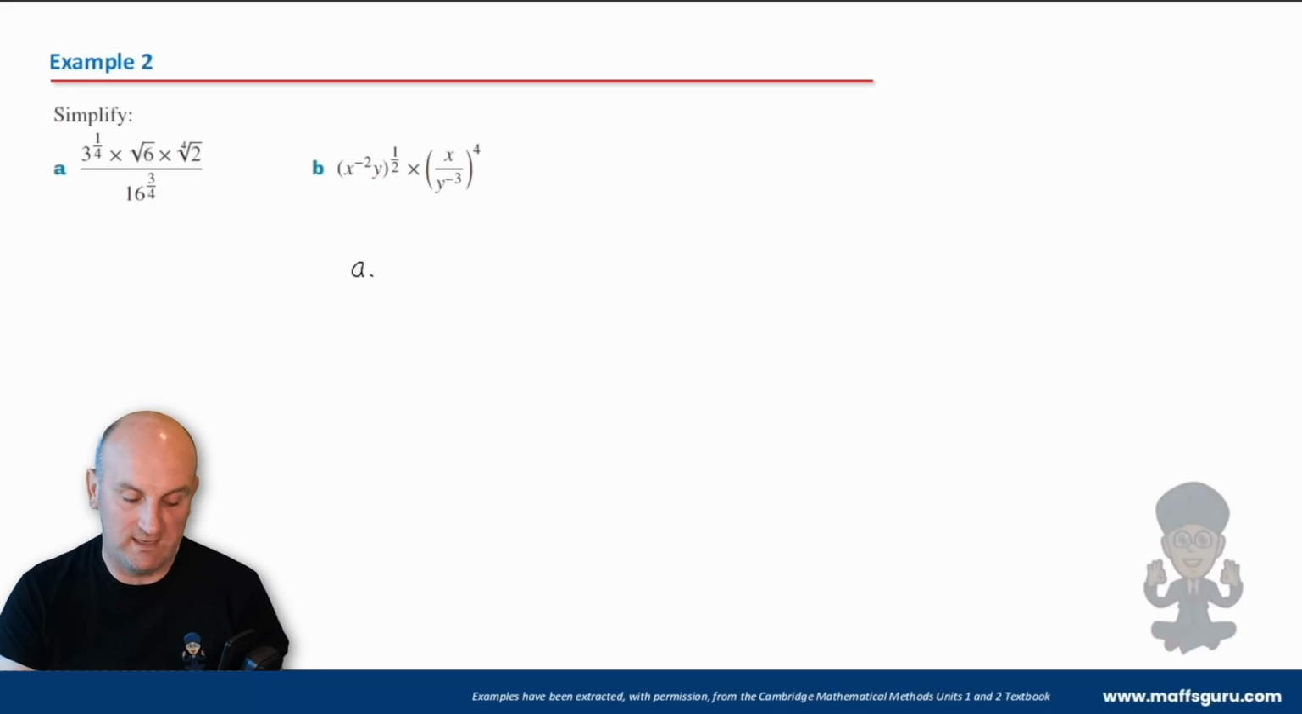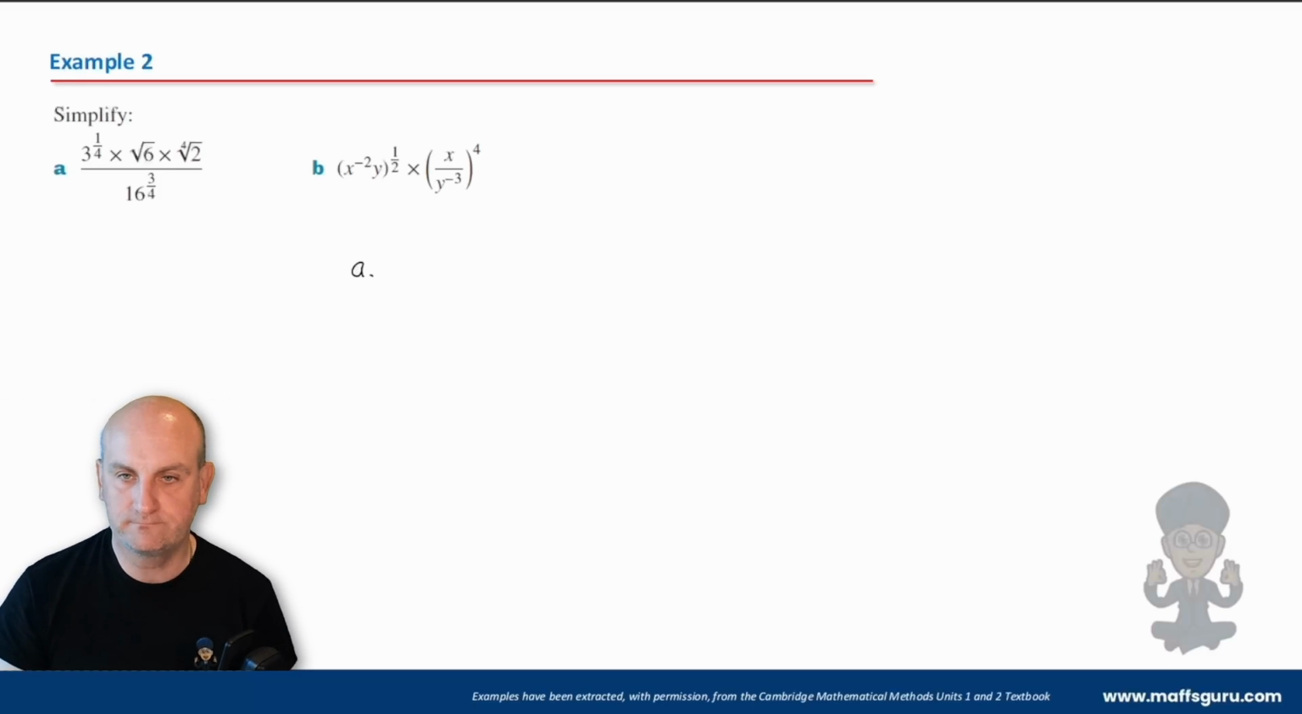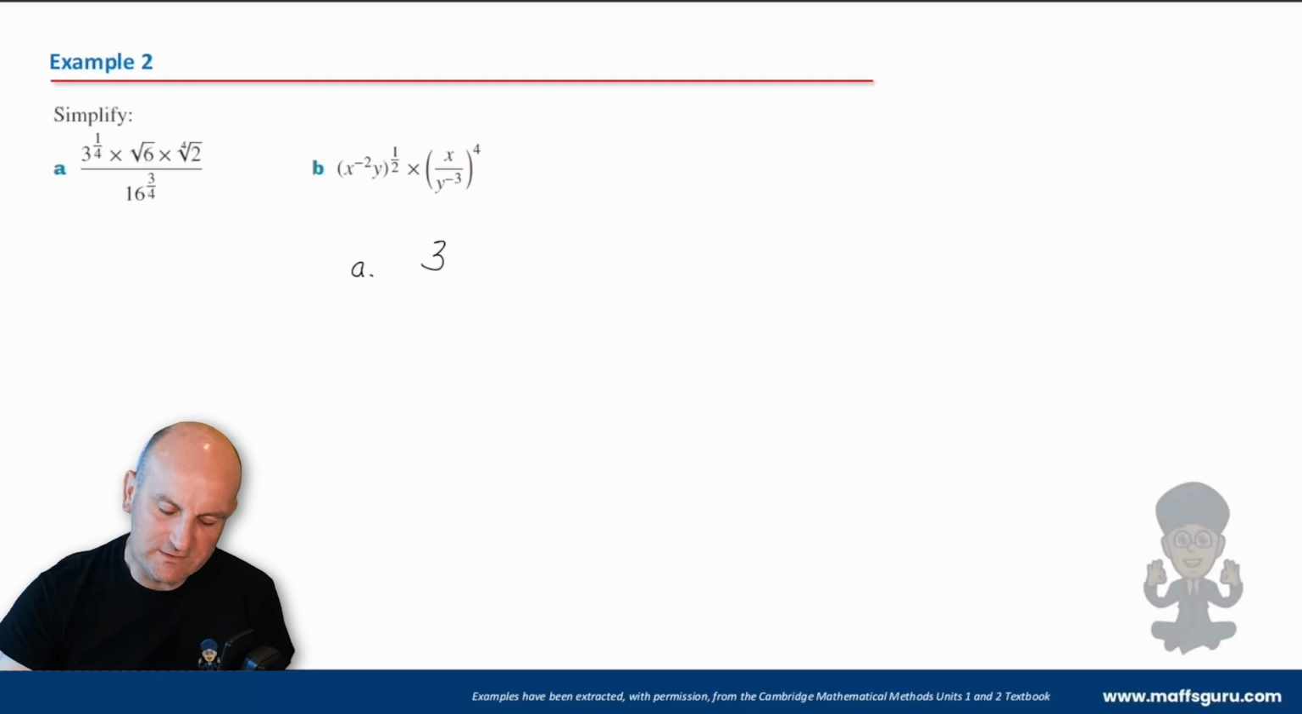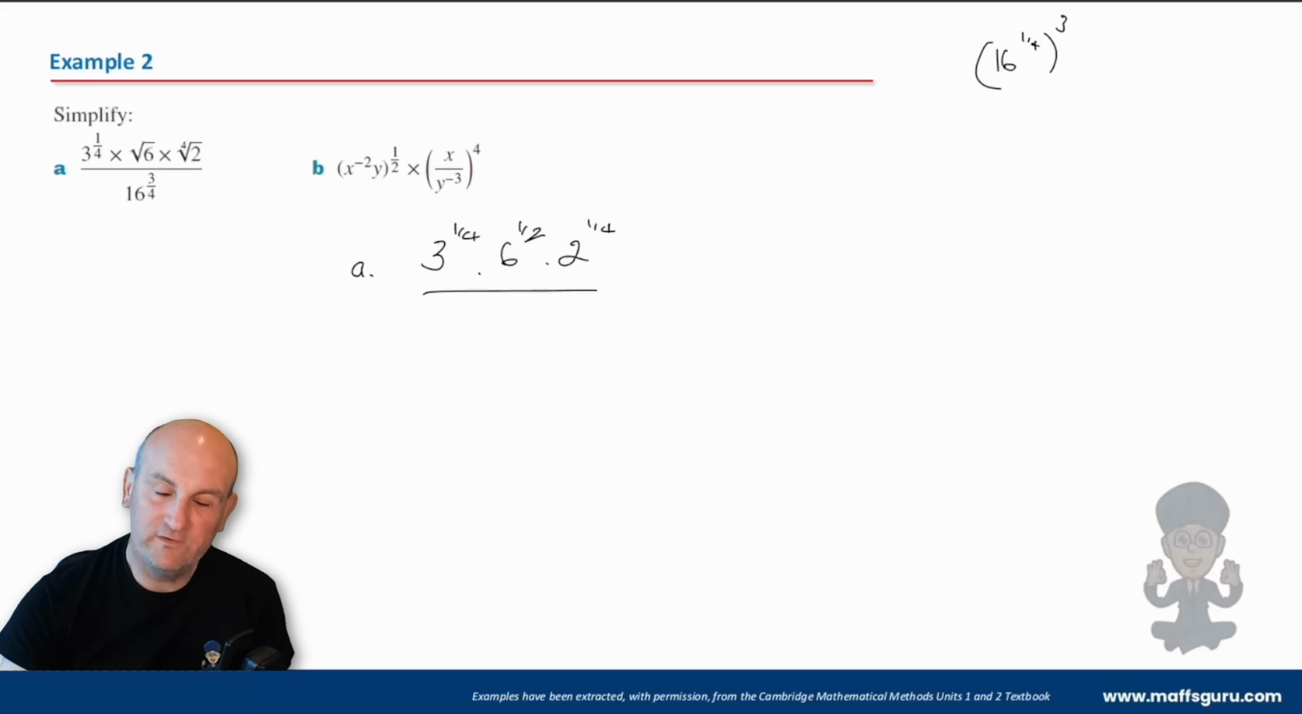Wouldn't it be nice if we could split them up into just having sort of a 3 on the top to some power and a 2 to some power on the bottom? Spoiler alert, that's where we're going. So what we're going to do now is say that's 3 to the power of 1/4, and that's 6 to the power of 1/2, and that's 2 to the power of 1/4, divided by now 16 to the 3/4. That's 16 to the 1/4 and cubed. Now 16 to the 1/4 is 2, so that becomes 2 cubed.